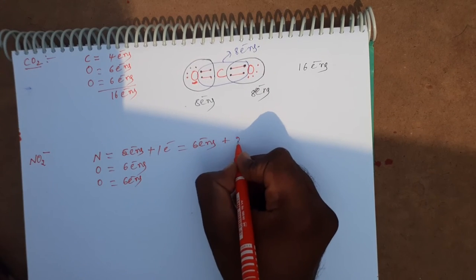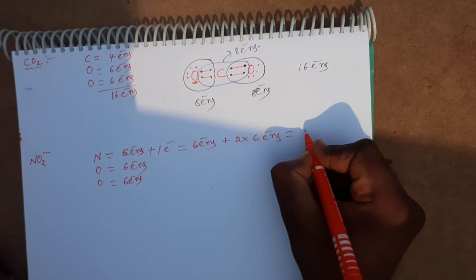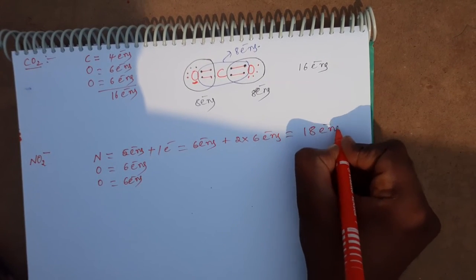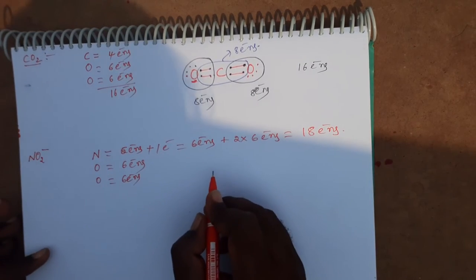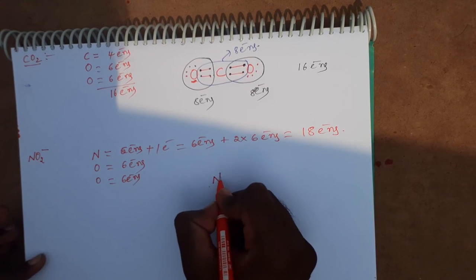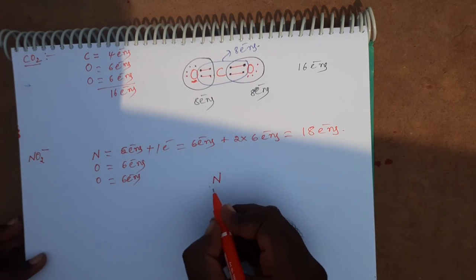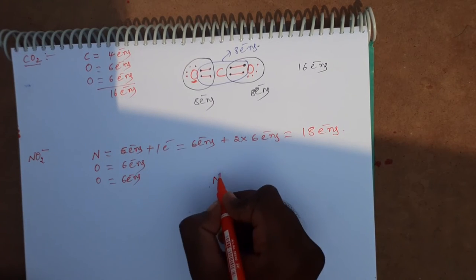Here 2 into 6 electrons. Total how many? 18 electrons. See, here we can write the structure of NO2 minus. First nitrogen. It contains how many valence electrons? Generally 5 plus 1 electron.